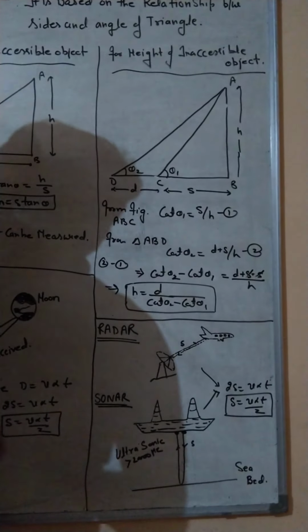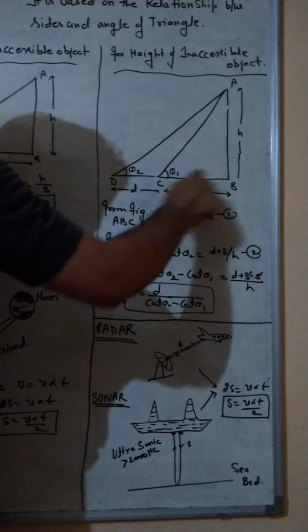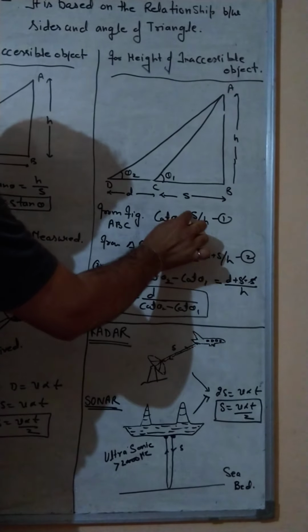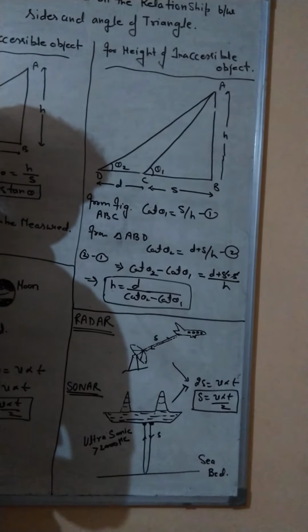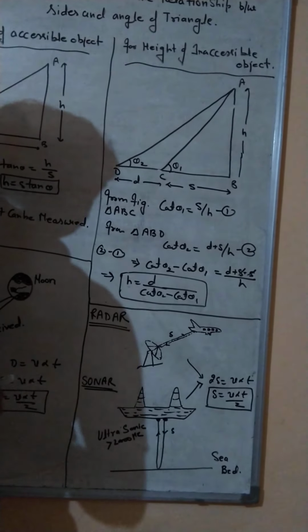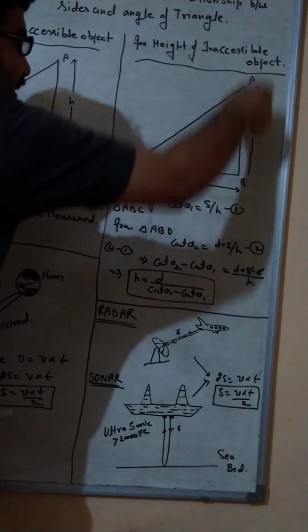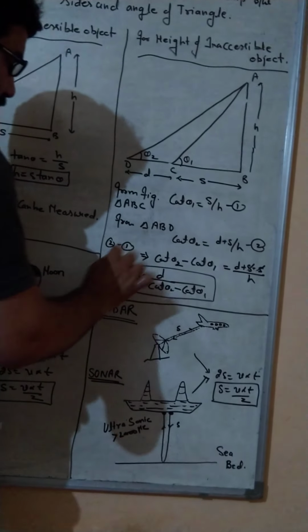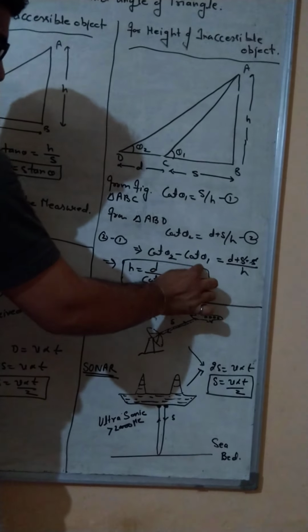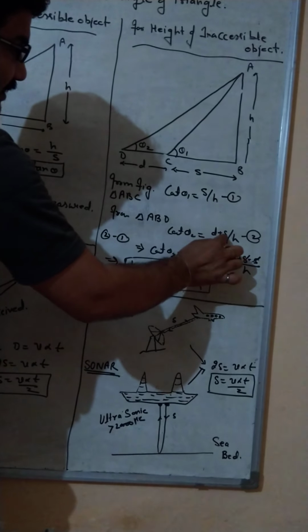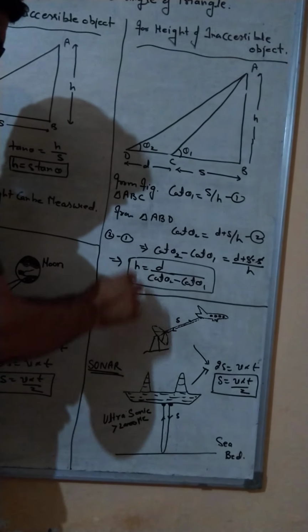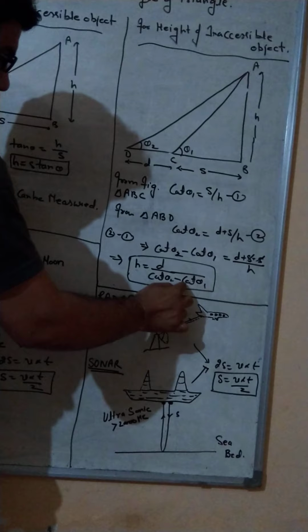Now from the figure, if we find cot theta 1 from triangle ABC, then it will be base by perpendicular, that is s by h. But from triangle ABD, cot theta 2 is s plus d by h. Now we subtract equation 1 from equation 2, so cot theta 2 minus cot theta 1 equals d plus s minus s by h. The s terms cancel out, and after cross multiplying we have h equals d divided by cot theta 2 minus cot theta 1.